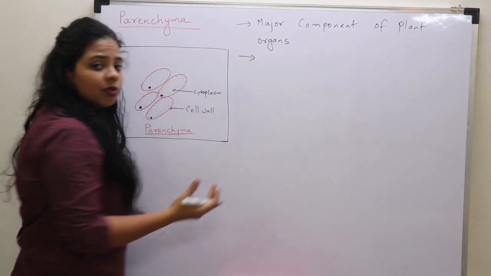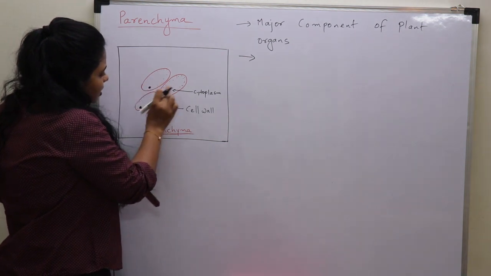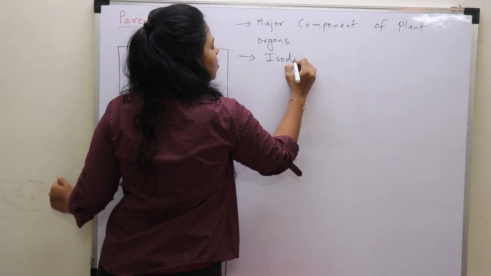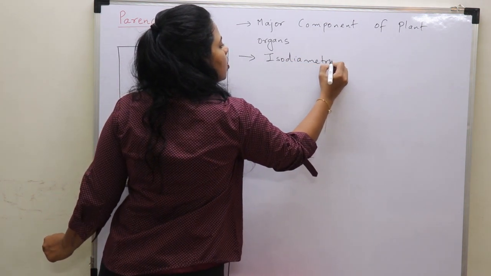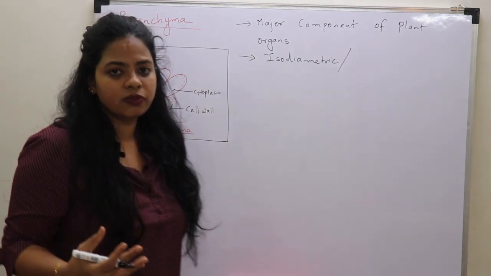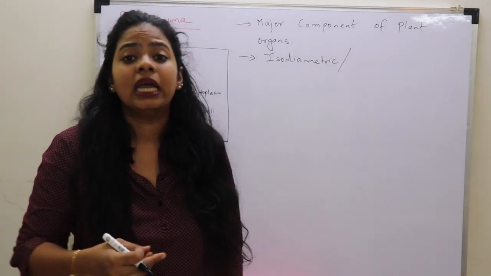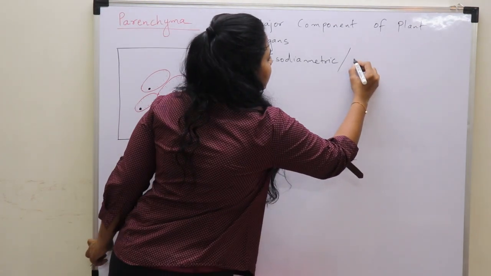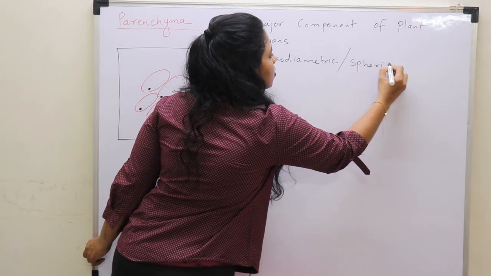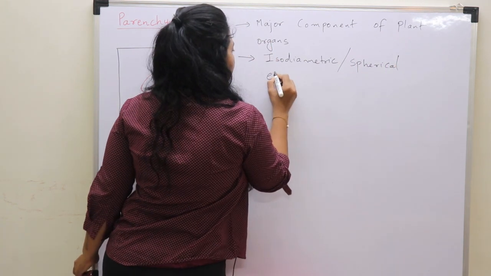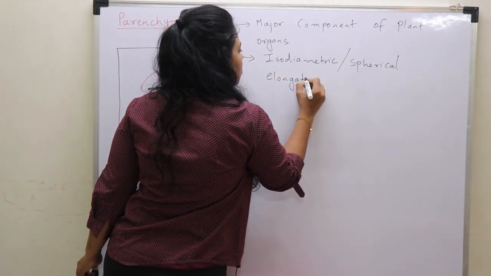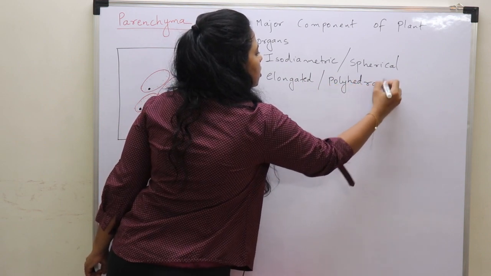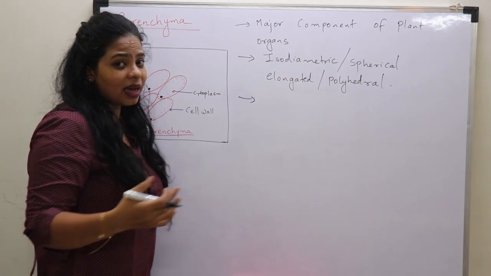Now, next thing you have to remember is, as you can see here, the cells are isodiametric. There can be different shapes of cells, like they can be spherical, they can be polyhedral, they can be elongated. These all are the different shapes of the parenchyma cells.